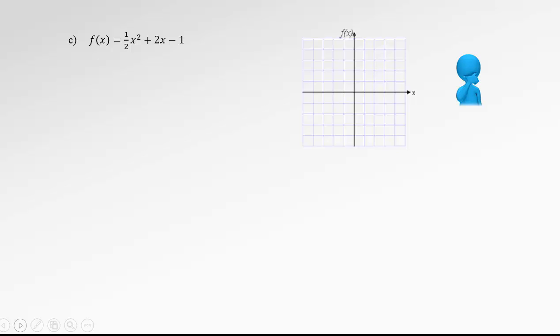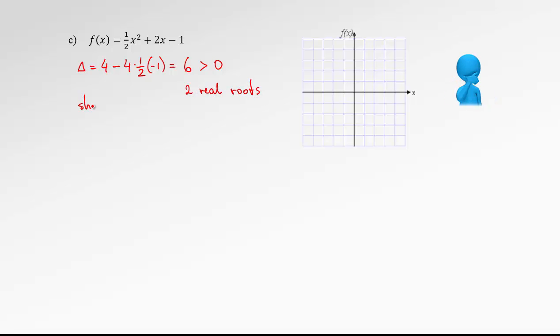Last example for this video, we need to do exactly the same with this function. So as before, let's calculate the discriminant, which is b squared, 4, minus 4 times a, which is 1/2, times c, which is -1. Altogether, we have 4 plus 2. So 4 plus 2 is 6. We have a positive discriminant, which tells us that we have 2 different real roots.